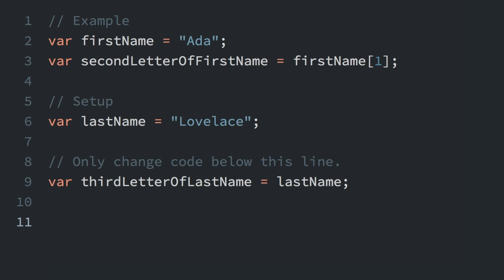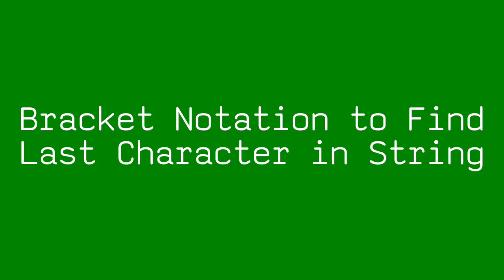You can use bracket notation to get any character position in a string. So earlier we did the first position, but here's how you would get the second position. Remember the 0 index, so 1 is the second position, 0 is the first position. We can also get the third letter of the last name using the brackets. We'll just put 2 in the brackets to get the third letter of the last name.